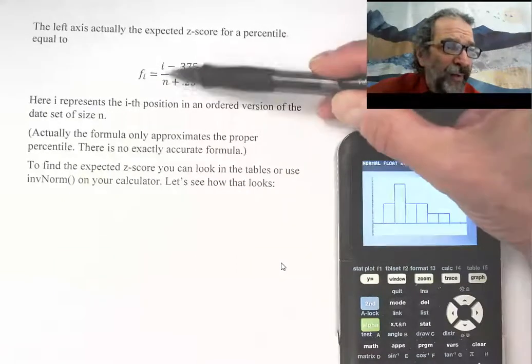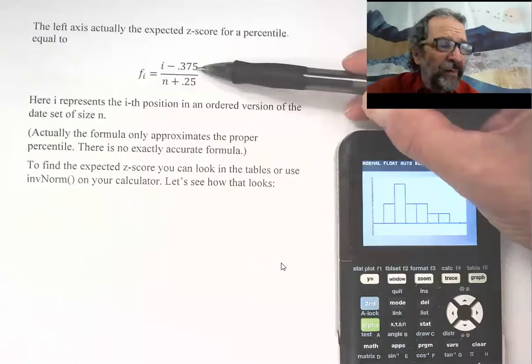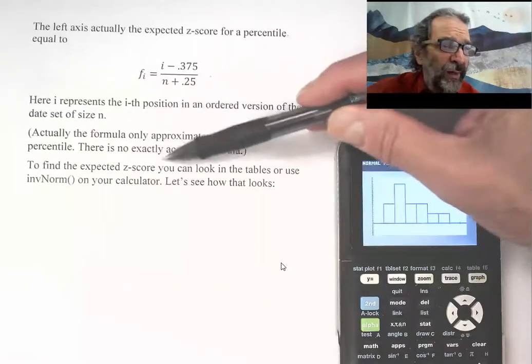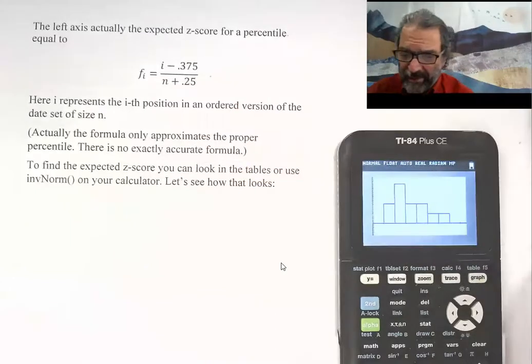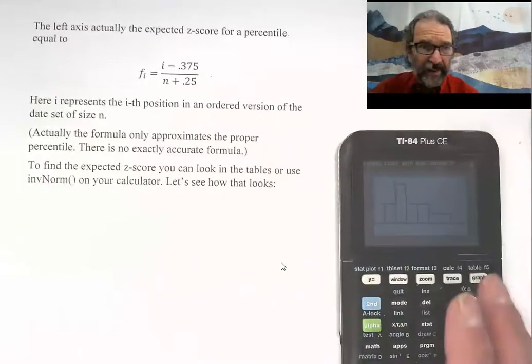And then we compute a percentile. And then we look at the z-score table backwards to see what z-score would have produced that percentile. Our calculator has a way to do it, all right? So we can look in tables backwards, or we can use inverse normal on your calculator. I'm going to use inverse normal on my calculator to do it. So let's see how that looks. Okay, so here we go.